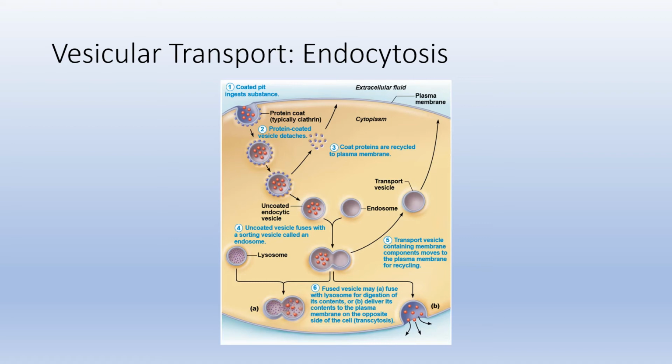From there, the cell can do several different things with it. If you look at step 6, we can either destroy the substance using an organelle inside of the cell, or we can actually transcytose it, meaning we are taking that substance into the cell and simply passing it through the cell to get rid of it on the other side.